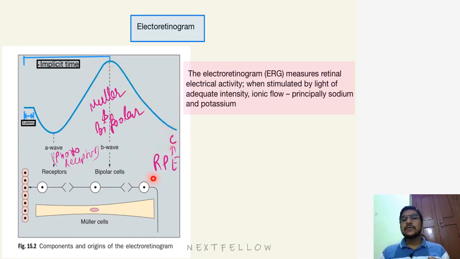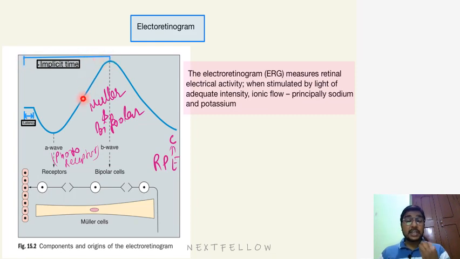This C wave is from the retinal pigment epithelium. This is very important, the cells you need to know. How to remember this? B wave, B for bipolar cells. The interaction between the bipolar and the Muller cells is responsible for the peak of the B wave, depolarization and the peak, right? The time from when the stimulus is given until the peak of the B wave is reached is called the implicit time.